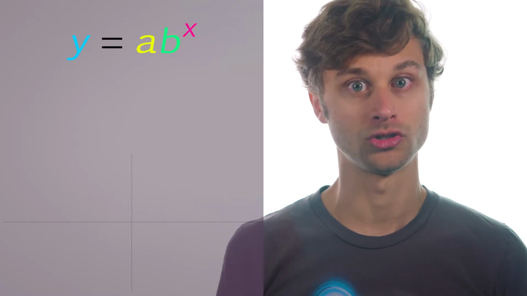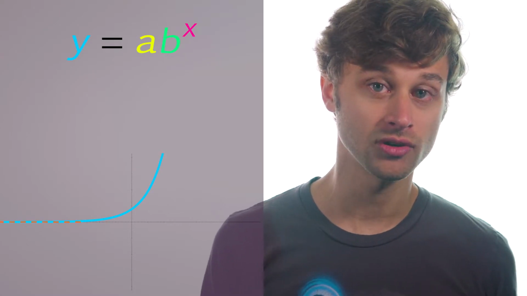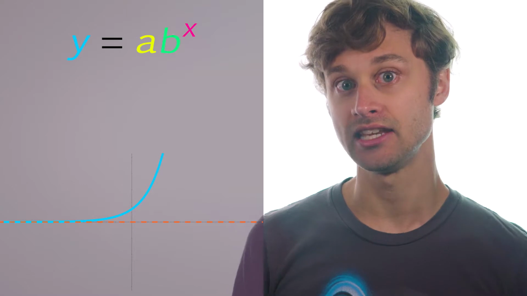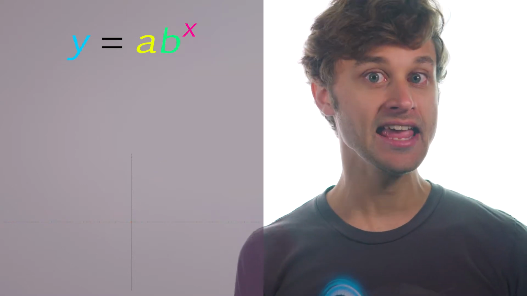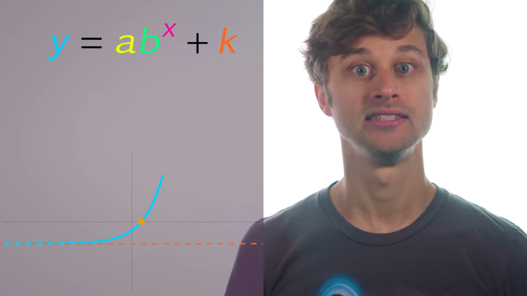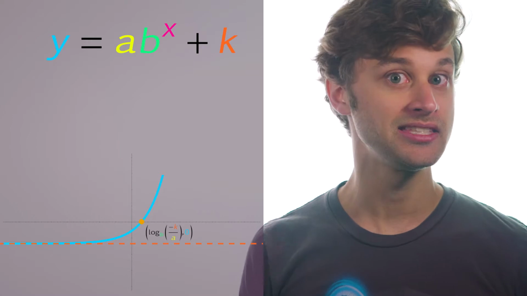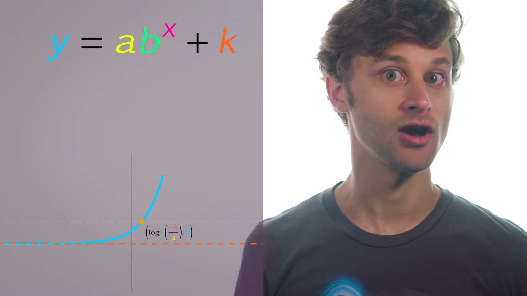Not all exponential functions have zeros. In fact, our basic exponential function, y is equal to a times b to the x power, has a horizontal asymptote and does not have any zeros. But if k is negative, so the function is shifted down, I can have a zero for these functions. This zero is equivalent to the log base b of negative k over a.